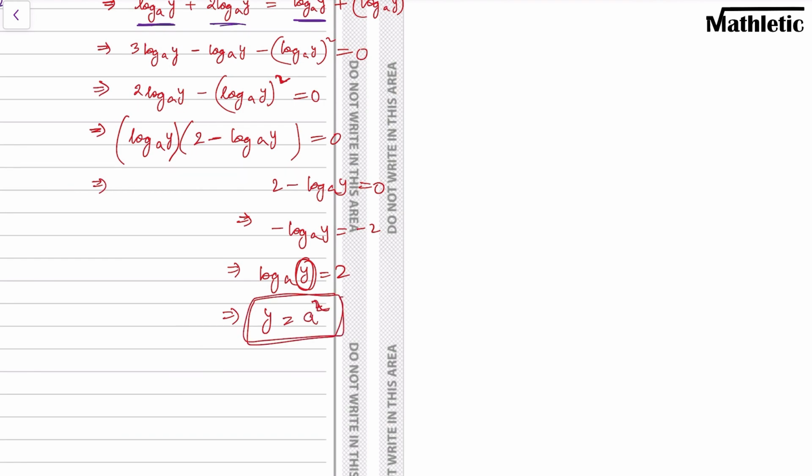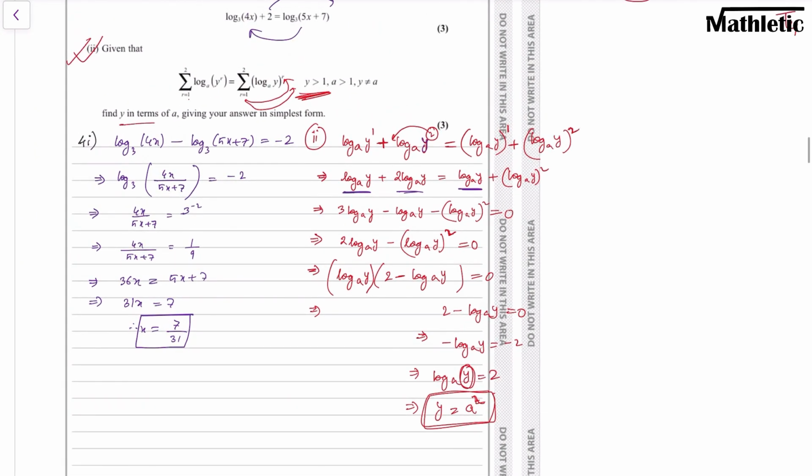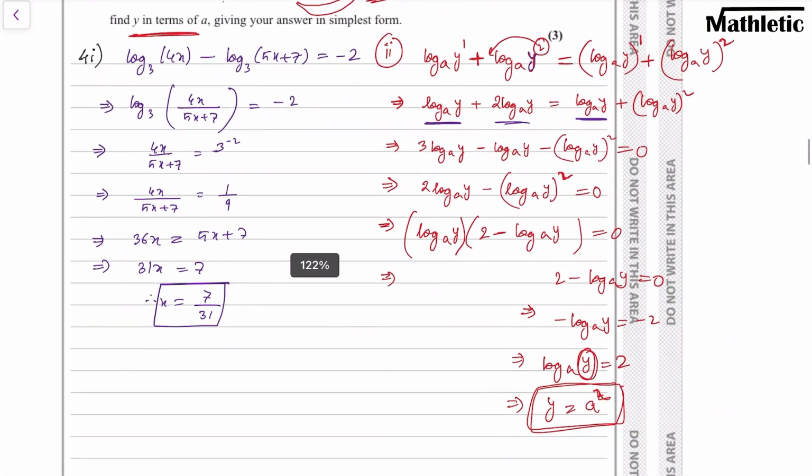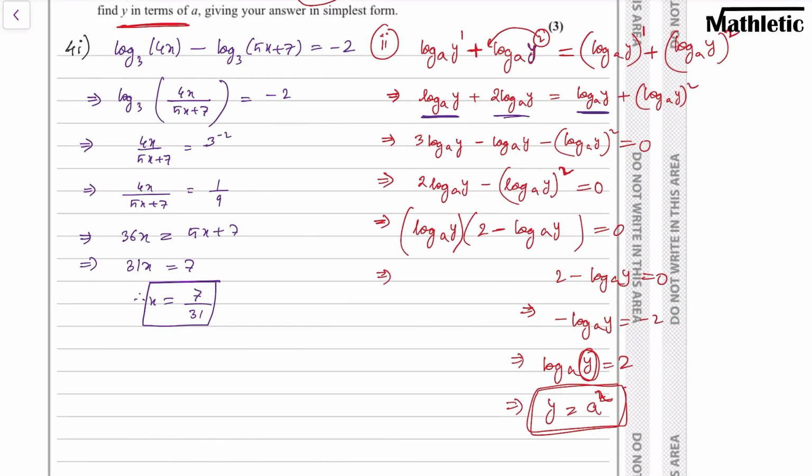So this is the final answer. We had to find y in terms of a. So that's it. This is the solution of number 4.